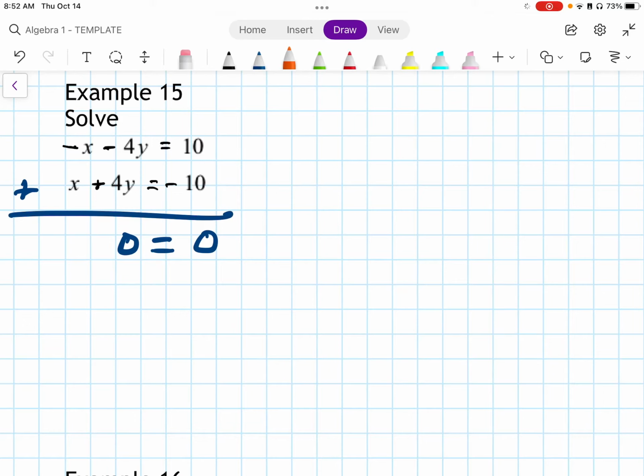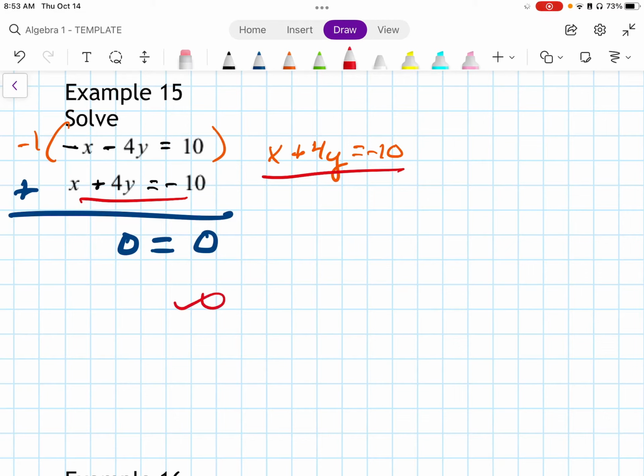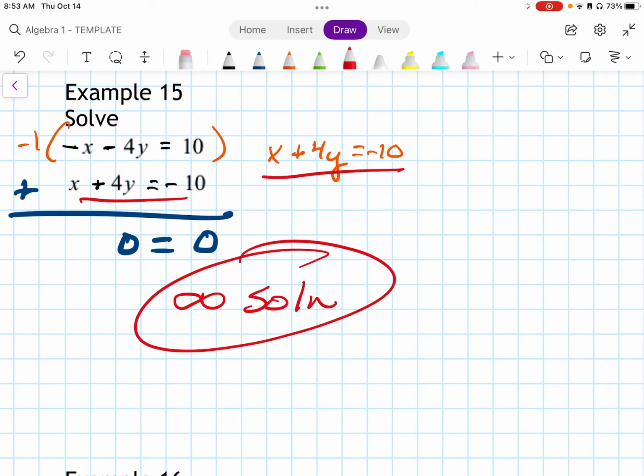Let's look back up at them and see if they're actually the same line. If I were to take this top piece and multiply by -1, I get x plus 4y equals -10, which is exactly the same thing as what this other one's listed, right? They're opposites of each other, or they multiply by -1. So this one, again, is infinite solution because they're the exact same line.